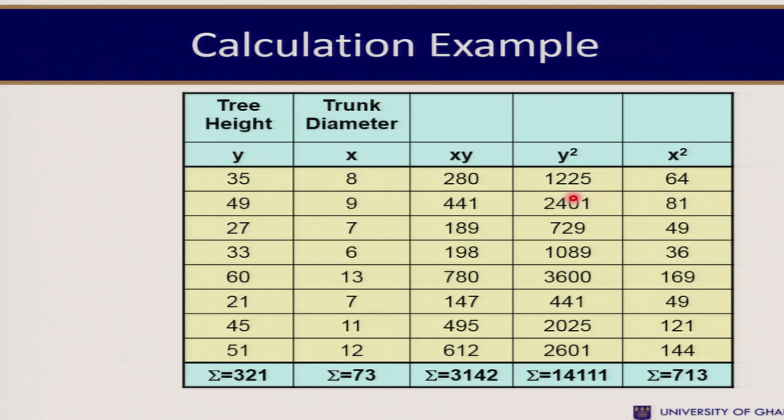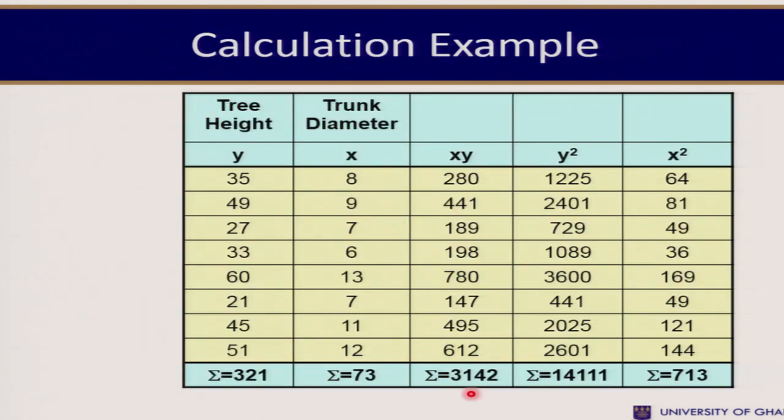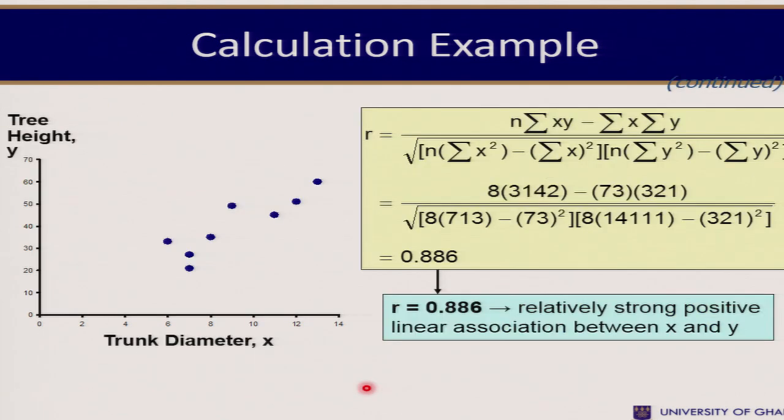So 35 squared giving us 1,225, 49 squared giving us 2,401. Putting them all together, we get 14,111. We do similar for x squared. 8 squared giving us 64, 9 squared giving us 81, 7 squared giving us 49. Put them all together and we have 713. So based on this formula, we have our sigma xy, we have our sigma y squared, and we also have our sigma x squared. We have our sigma y, and then we have our sigma x.